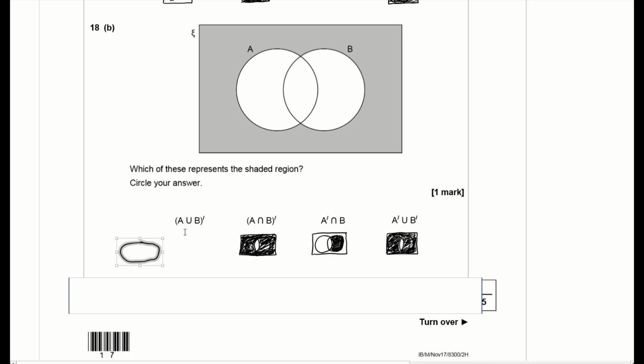That just leaves us with the correct answer, which is A or B complement. Now A or B would normally refer to the full circle A shaded and the full circle B shaded, but it's complement, so it means not that or the opposite of it. Hence you would shade everything outside of the A and B circles. This means the correct answer is actually the first option there.